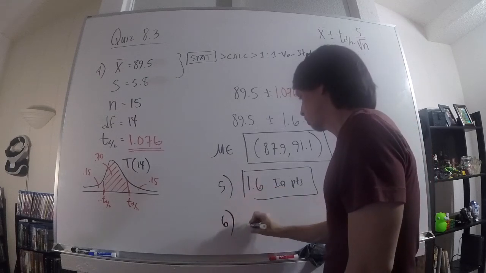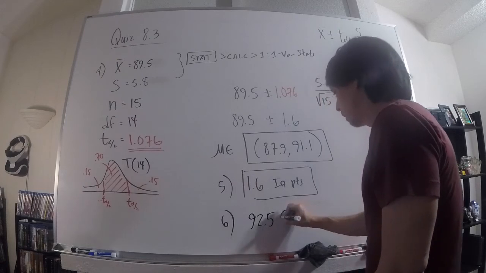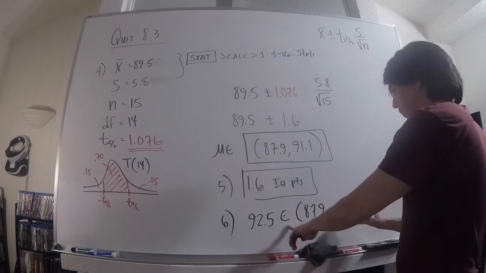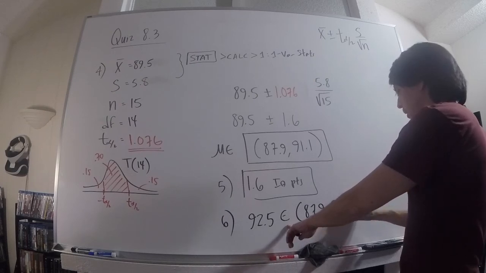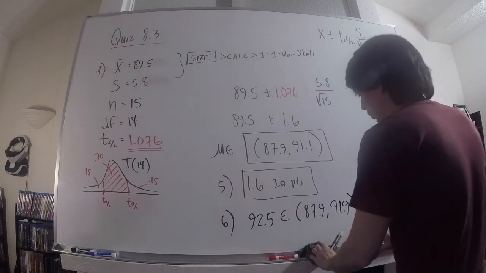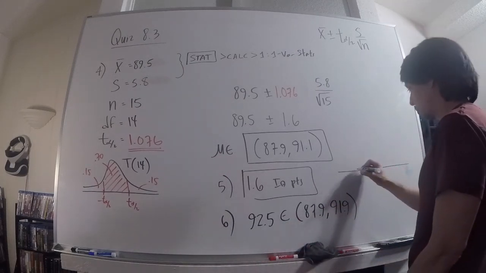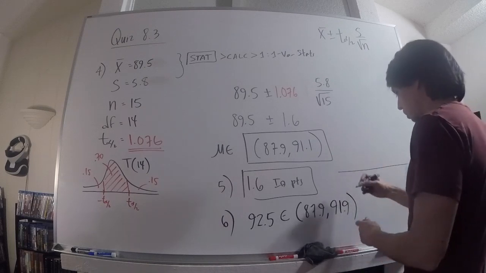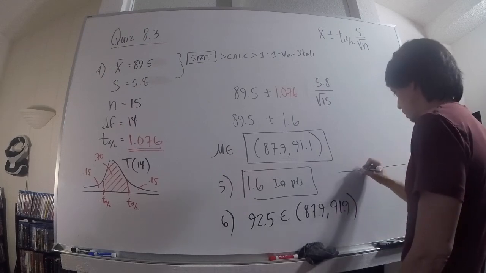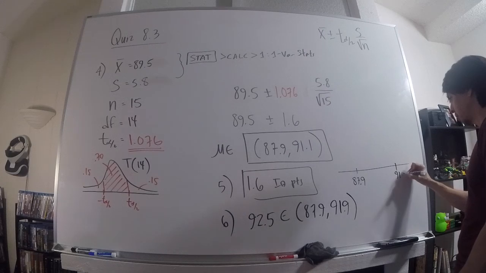And 6, does my true average 92.5, is it contained in there? Again, I'm not sure about that yet, but I'm going to write it in, and if it's not, I'm going to put a slash through it for not. And then I'll answer yes or no, depending if it is or not. And you can tell, I'm just making sure we can all visualize it. My boundaries are 87.9 is my lower boundary, 91.9 is my upper boundary.